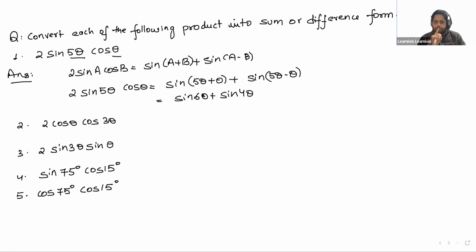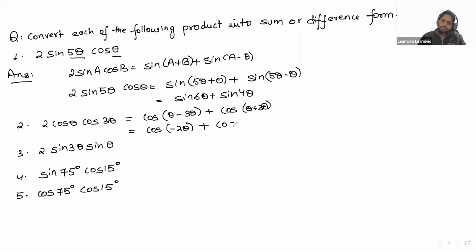Cos theta plus cos minus 2 theta. Let me check. So this is cos A minus B. A minus B means theta minus 3 theta, and A plus B, so that is theta plus 3 theta. This will give you cos minus 2 theta plus cos 4 theta. So this is equal to what? Cos minus theta is... I guess we have already done this formula. So cos minus theta is cos theta.